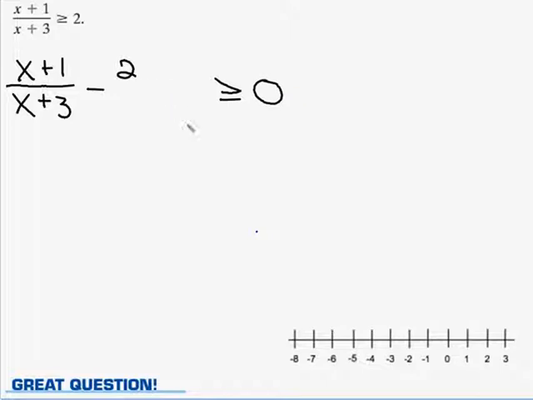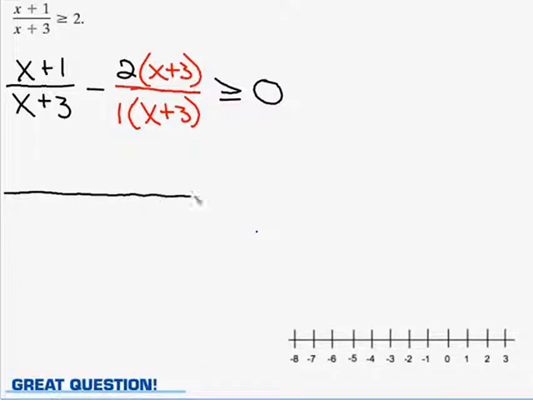Now notice too I left a little gap in here because this right now is a 2 over 1. We want to add these and get it as a single fraction. So what would my common denominator be? Well, this is x plus 3. The denominator here is 1. So I want my denominator to be x plus 3. If I multiply this denominator 1 by x plus 3, I have to do the same thing to the numerator. Okay, now we are ready to make this a single fraction.